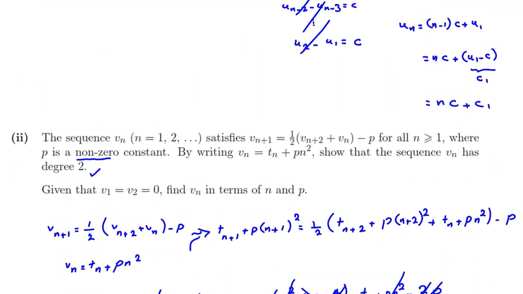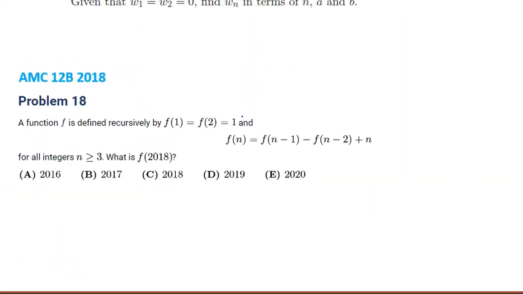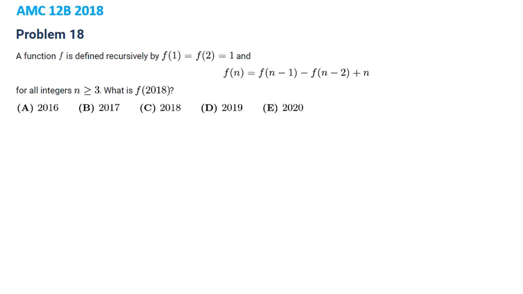Okay, let's consider another problem related to the telescoping rule. This problem is from M.Sc. Problem 18 says a function, we want to solve again with a recursive sequence. Also, I will tell you some ideas after this problem. A function f is defined recursively by f of 1 equal to f of 2 equal to 1 and f of n equal to f of n minus 1 minus f of n minus 2 plus n for all integers n greater than or equal to 3. What is f of 2018?